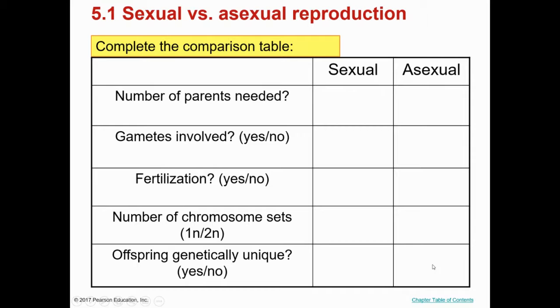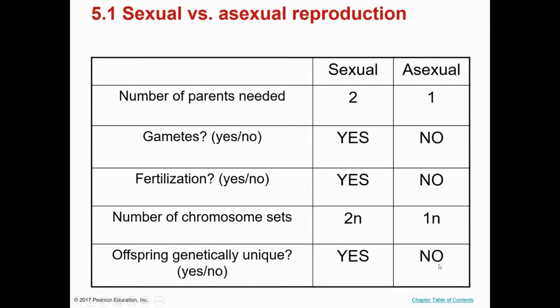You've had a chance to fill out the chart. We can see that sexual reproduction needs two parents. Gametes are involved, and if gametes are involved, that means fertilization occurs. Chromosome sets, 2N or diploid, and that number is 46 chromosomes total. For asexual reproduction, that number never varies, and we always only have the one set. And then you can see the genetic offspring results.